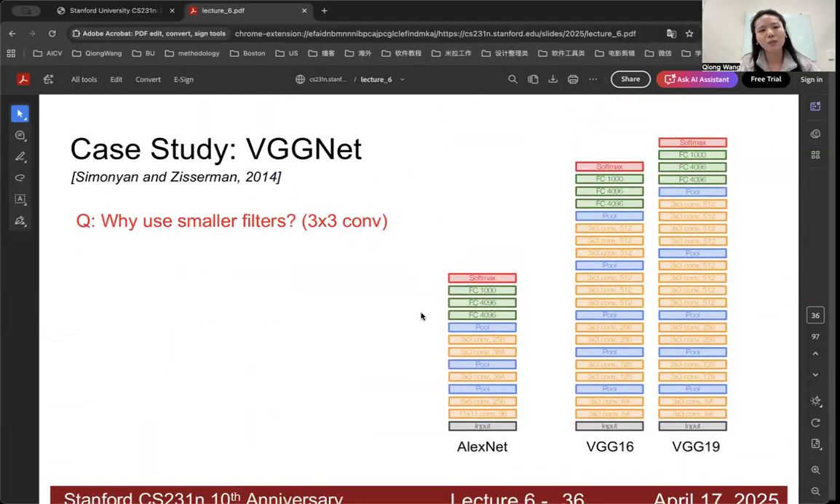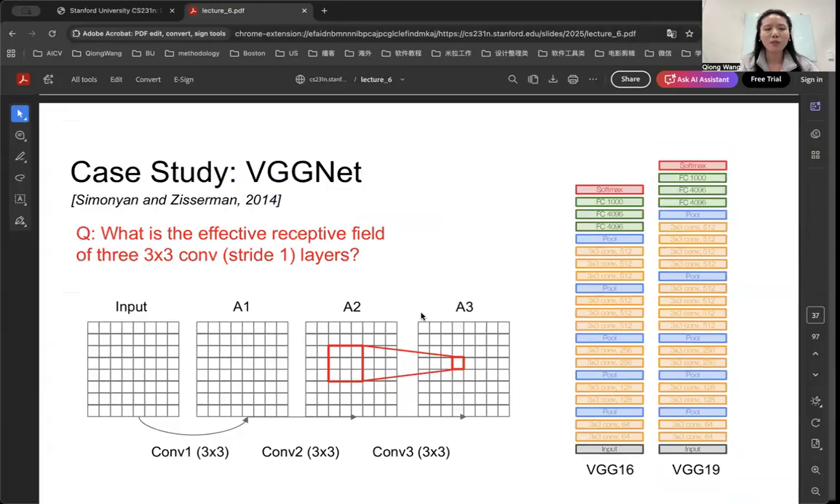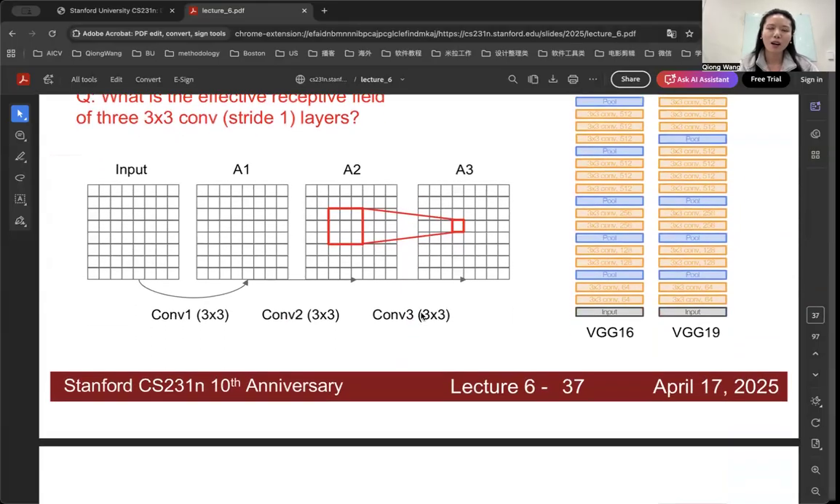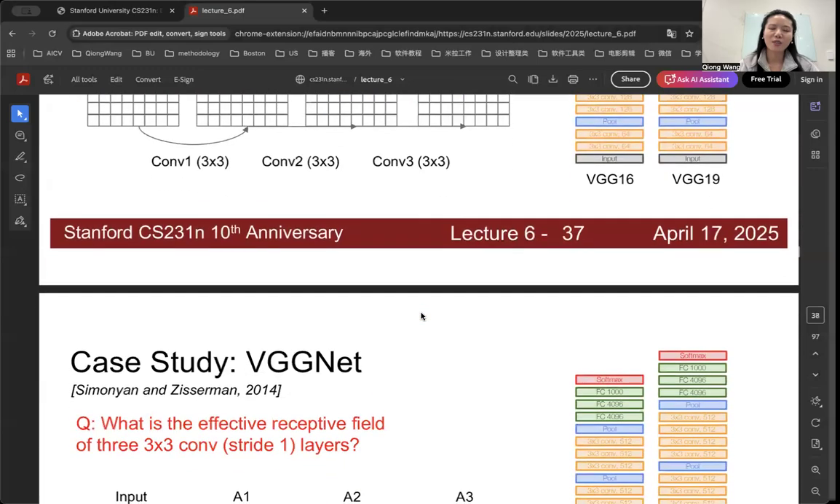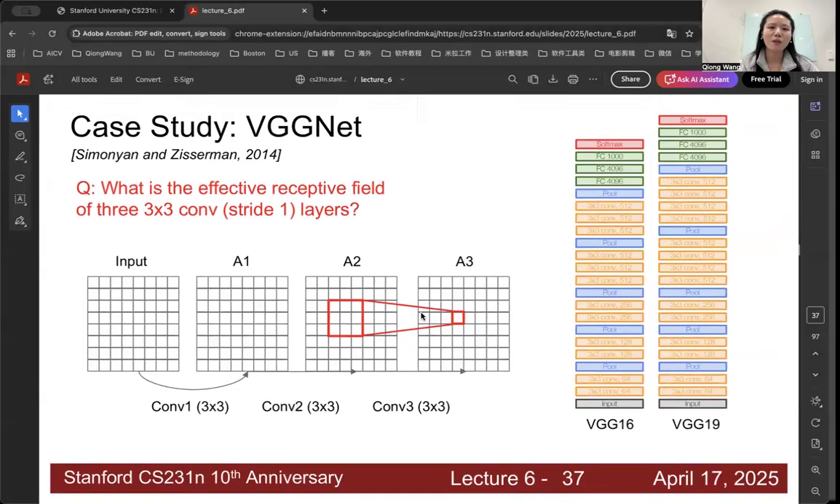The question is why we still use small filters during that time. Before answering this question, we need to think about what the effective receptive field of the 3x3 filters is.